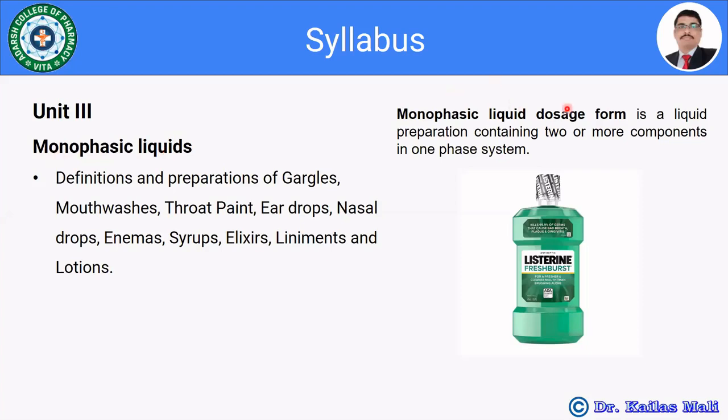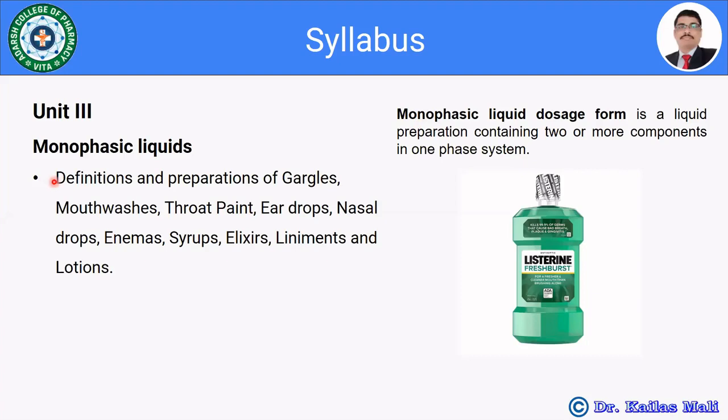So the monophasic liquid dosage form is a liquid preparation containing two or more components in a one phase system or a single phase system. That is, whatever the API, drug, or new chemical entity, it is dissolved into a suitable solvent, and thereby we are getting the dosage forms which are categorized under the monophasic liquid dosage form. For example, mouthwash or the syrups.